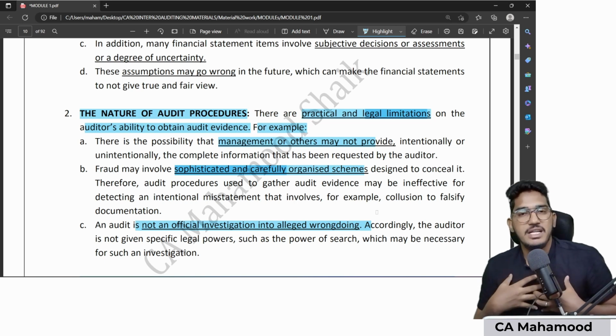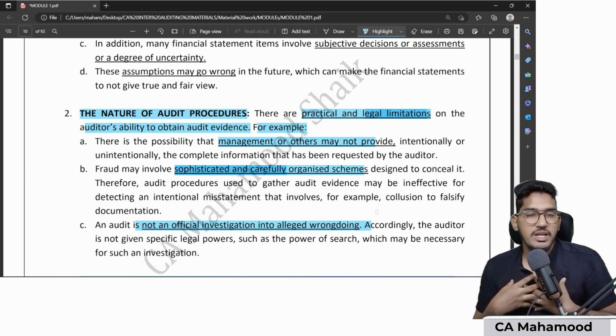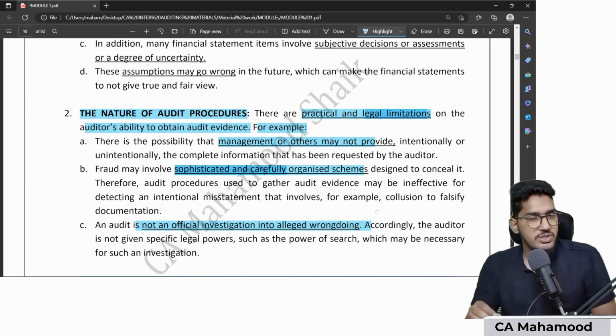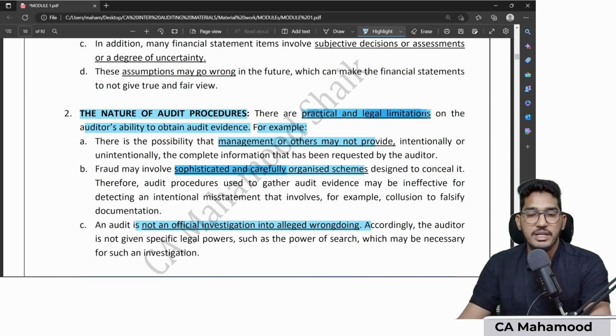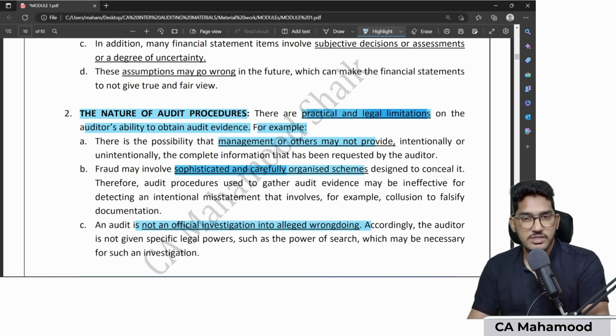Since we don't have such extreme superpowers, we can't obtain all the evidence required. So the process of auditing procedures itself also suffers from some limitations. Because of practical and legal limitations, we can't obtain audit evidence. And if we don't obtain audit evidence, then our opinion can go wrong. And three examples have been given regarding that limitation. Sometimes management will not provide you with the information. Sometimes fraud will be carried out in a sophisticated and carefully organized manner. And audit is different from investigation, so some powers might not be available to us.